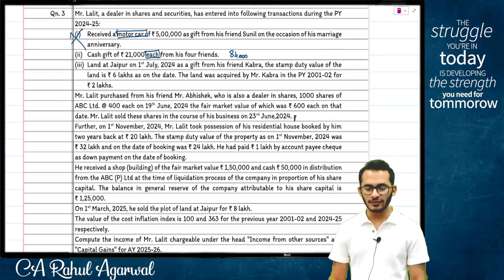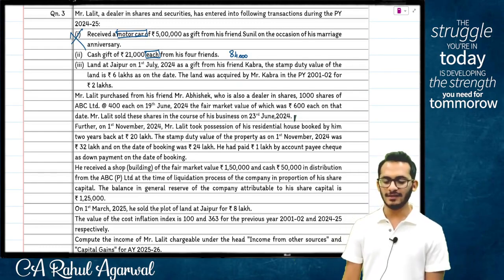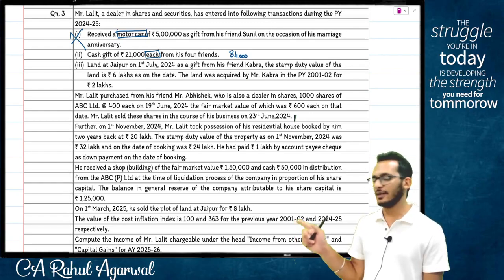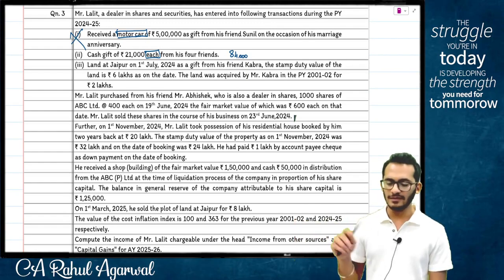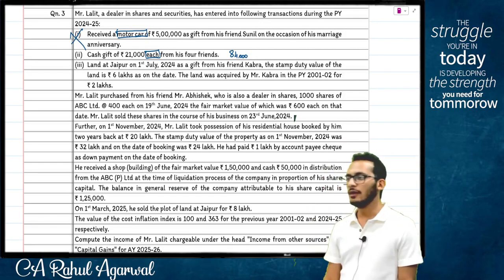Land at Jaipur on 1st July 24 as a gift from his friend Kabra. The stamp value of the property is given as 6 lakh rupees on that date. So I got a land as a free gift when the stamp duty value was 6 lakh rupees. Land was acquired by Kabra in 1-2 for 2 lakh rupees.